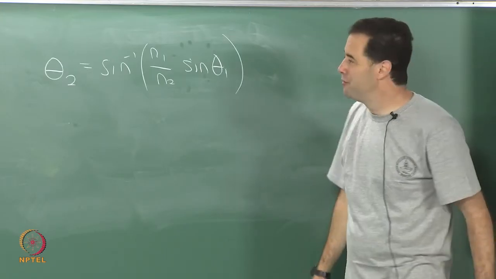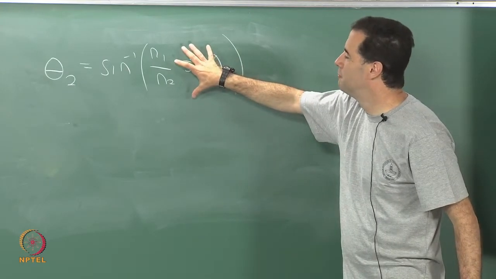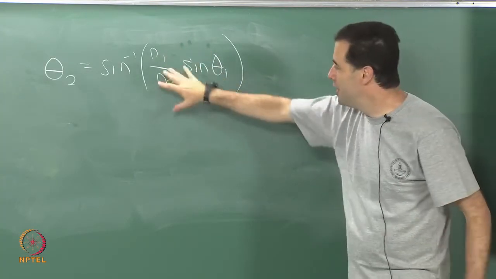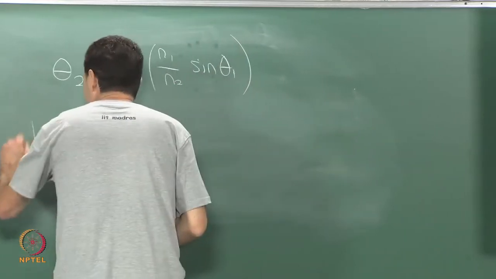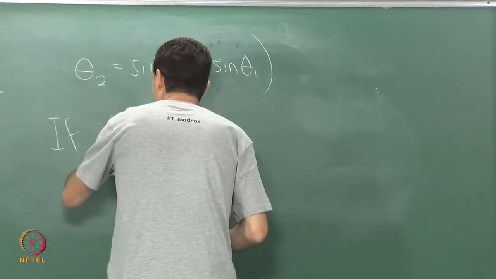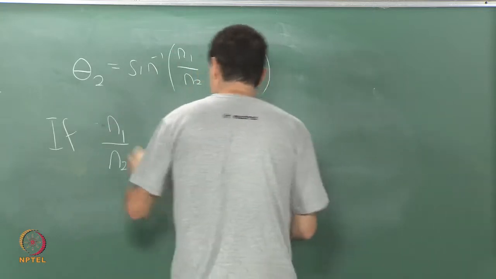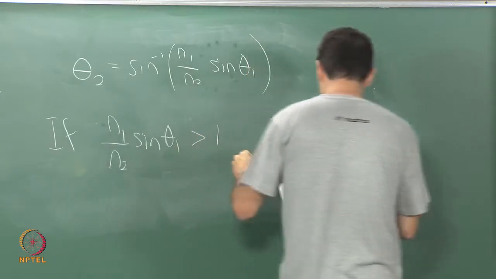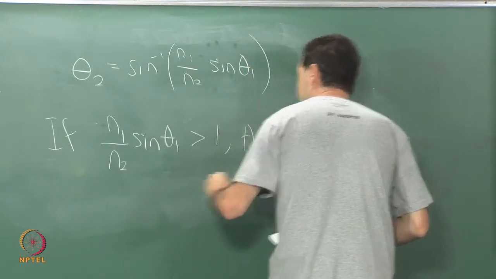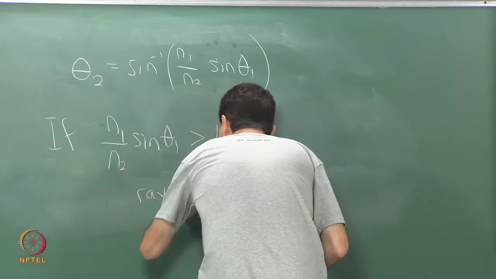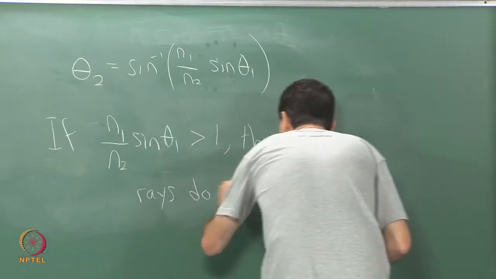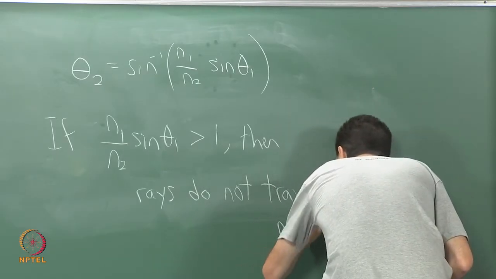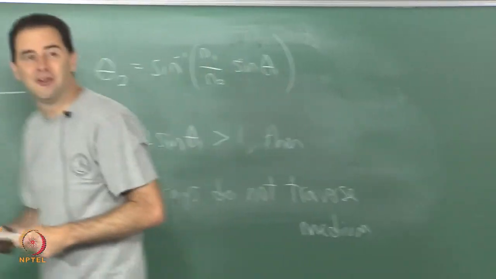So it turns out that eventually it tries to bend so much that the light will not even enter the medium anymore. So if it turns out n1 over n2 sine theta 1 is greater than 1, then rays do not traverse the medium. So just one sort of extra warning there.